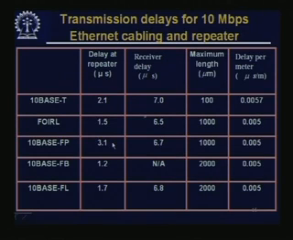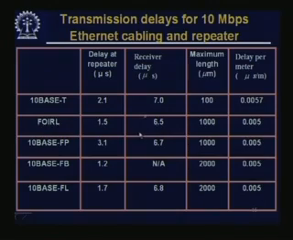So, this is just the same data in a tabular form. You have these various types of categories of cable, these are other fiber optic kinds of cable which go up to 2 kilometers or 1 kilometer. These are obsolete now, and these are the maximum lengths, and these are the delays, the receiver delay and the delay at the repeater and so on.